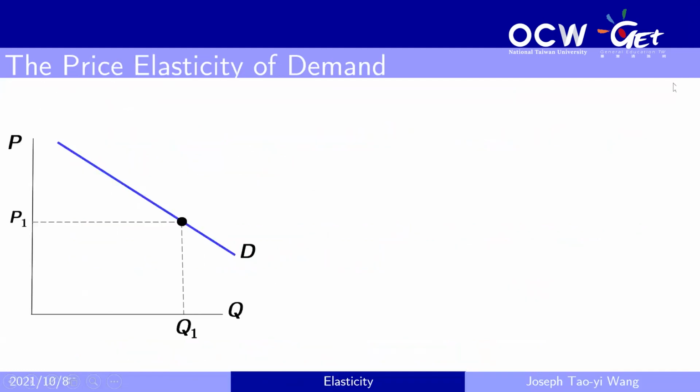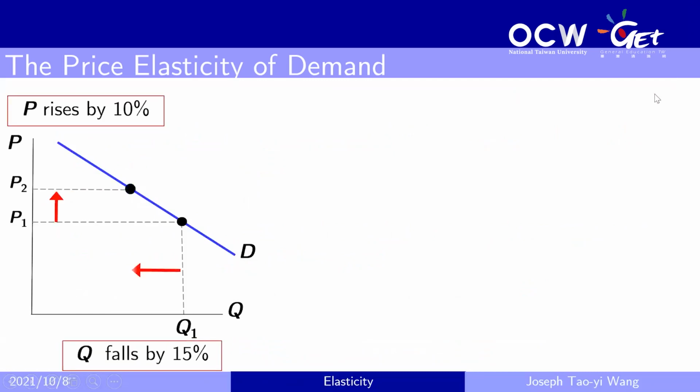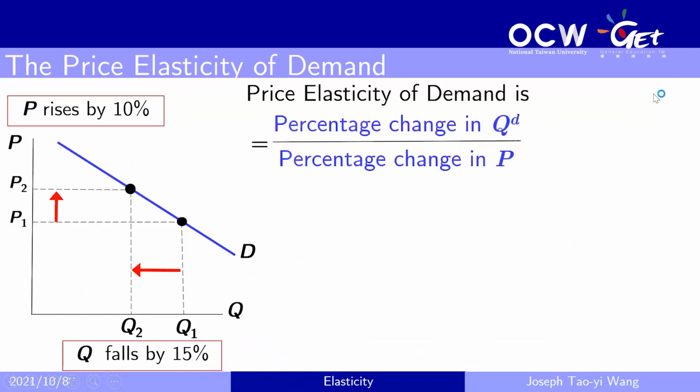All right, so let's take a look. If the price goes up by 10%, quantity would drop. In this example, it's dropping by 15%. So the price elasticity of demand is the percentage change in quantity demanded divided by the percentage change in prices. So here, 15% divided by 10%. So the price elasticity of demand is 1.5.